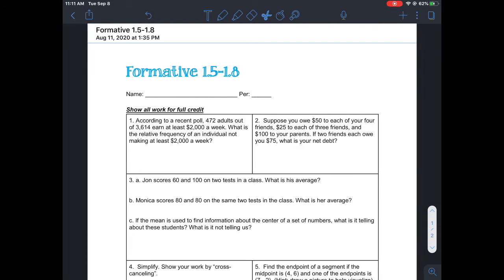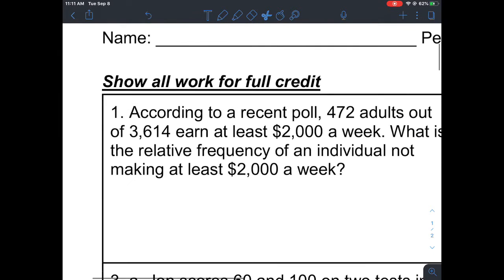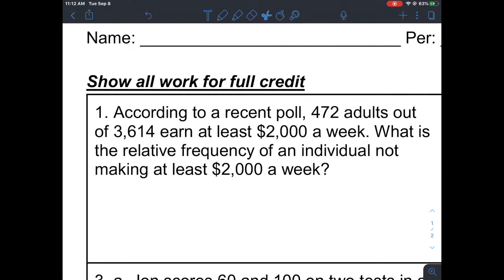So this first one, according to a recent poll, 472 adults out of 3,614 earn at least $2,000 a week. What is the relative frequency of an individual not making at least $2,000 a week?